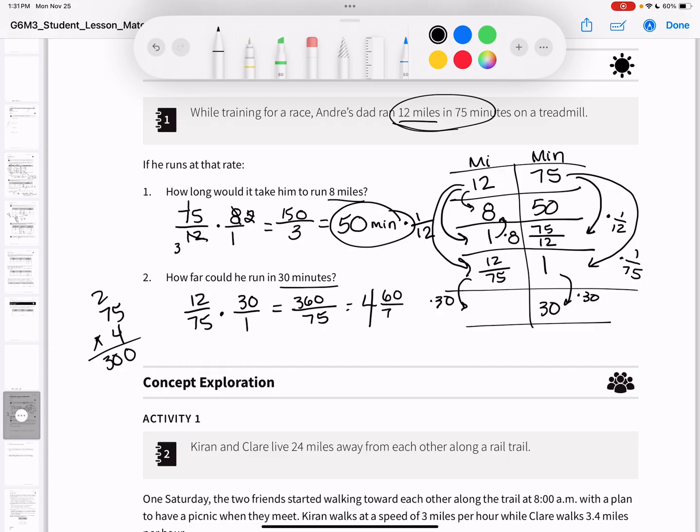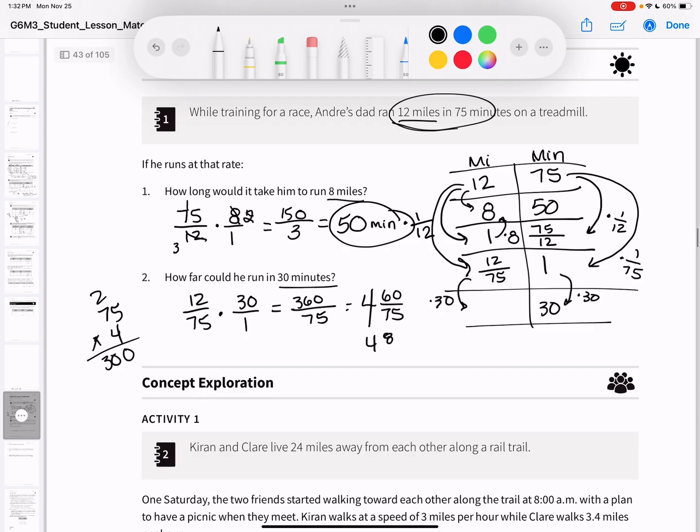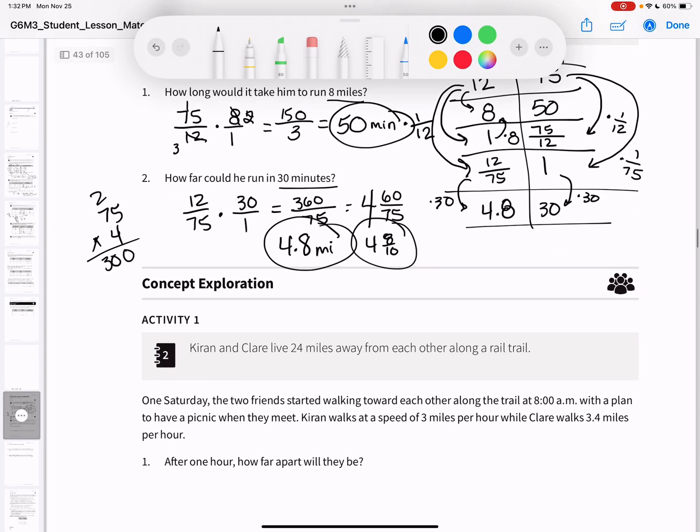60 out of 75. Those can both be reduced. Okay. 60 over 75 gets me 4 8/10, or we can do 4.8, doesn't matter. So how far can they go? 4 8/10 of a mile, or 4.8 miles. There you go. All right, activity 1.